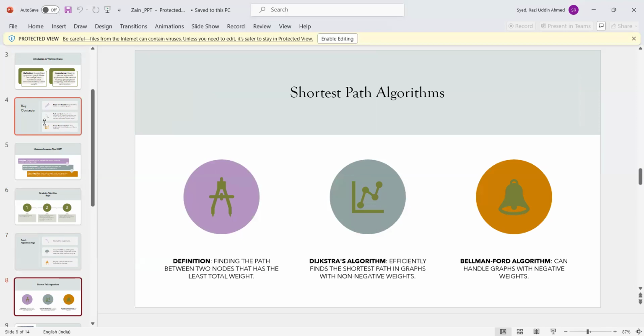The shortest path algorithms. Definition: finding the path between two nodes such that the sum of the weights of the edges in the path is minimized. Dijkstra's algorithm.